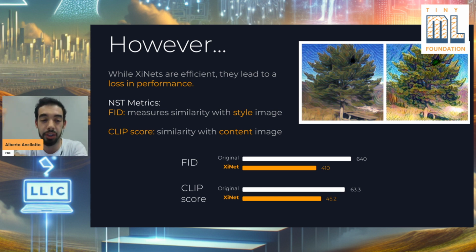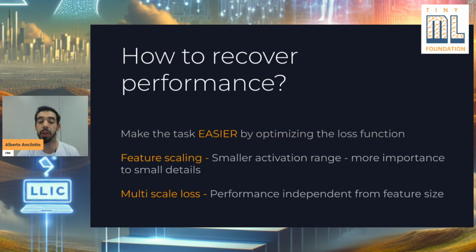Let me introduce briefly the metrics that we are using. For style transfer, we use these 2 metrics mainly. FID is how close you are to your style reference, and clip score is how close you are to your content reference. And ideally, you want to maximize them both. So as you can see here, we lose like 15-20% in both these metrics just by using our approach. So the question is, how can we get back this performance that we lost?